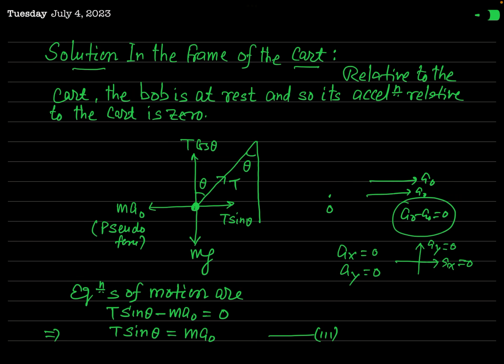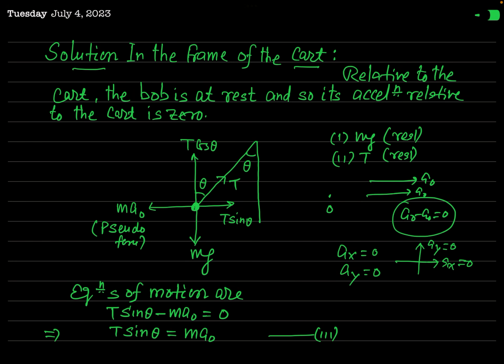Now, if you want to solve the problem in the frame of this cart, tell me what will be the forces acting on this bob. The first force is mg, the force of gravity, which is a real force. Another force is T, which is also real. These two forces were present in the case of the inertial frame too. But as we are now talking about the motion of this bob in the non-inertial frame of the cart, we have to think about the pseudo force.